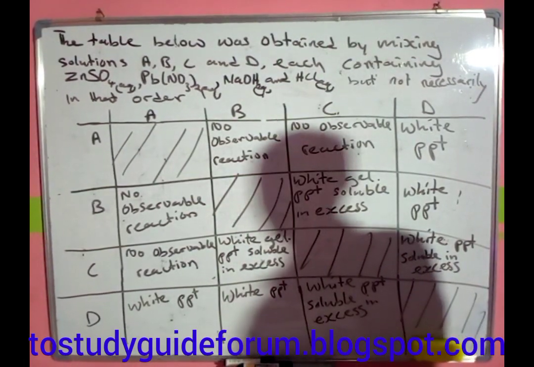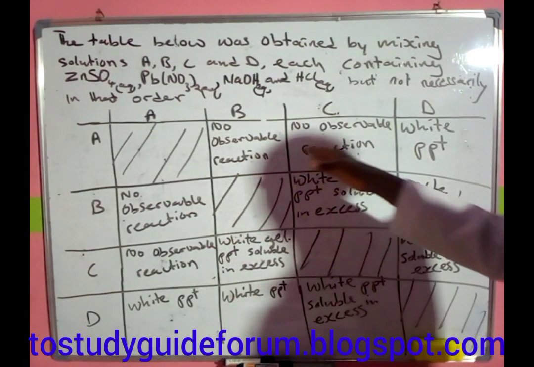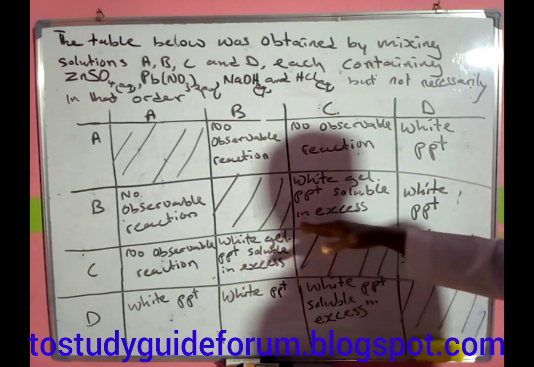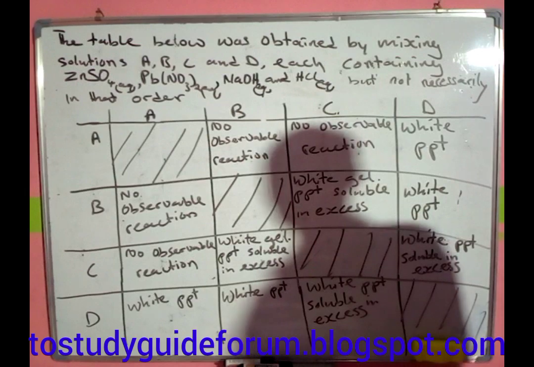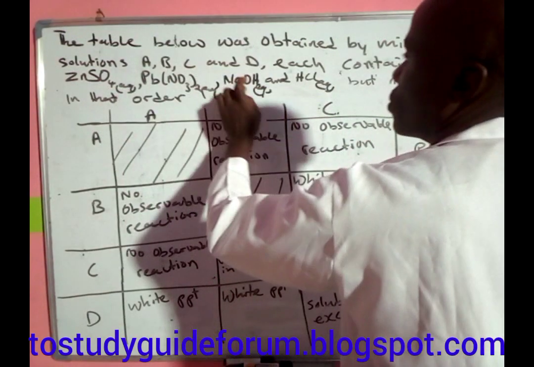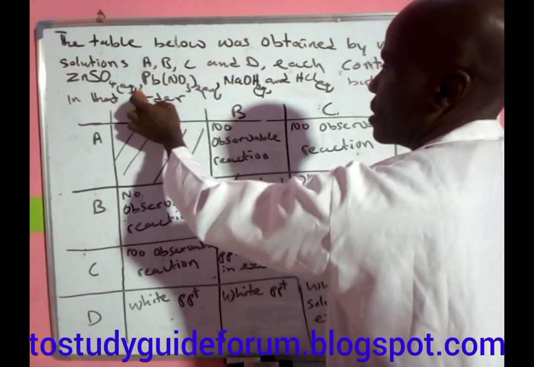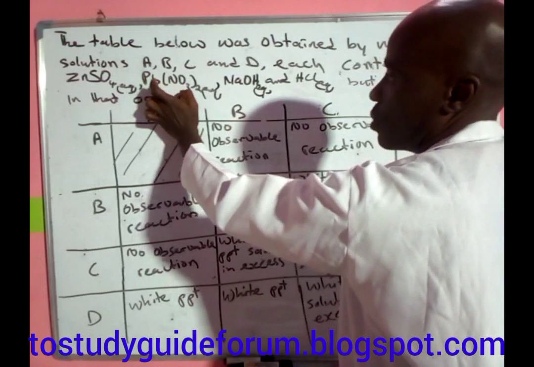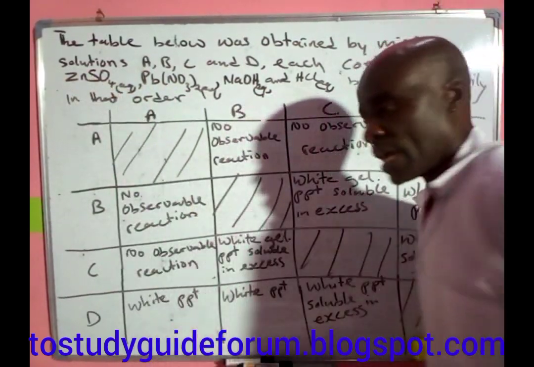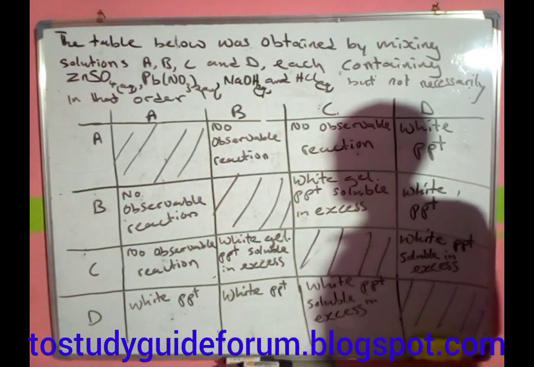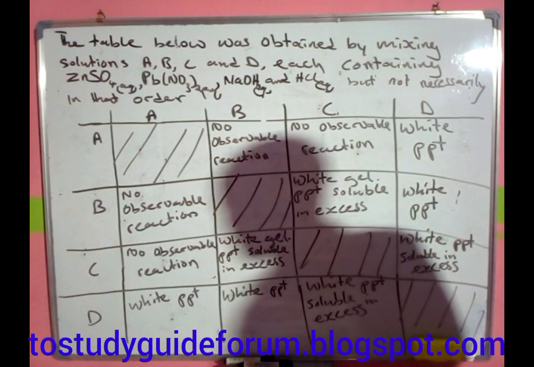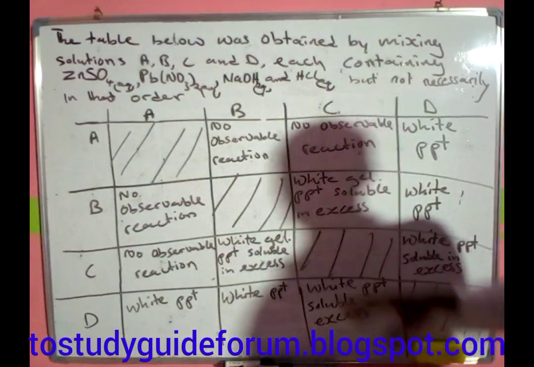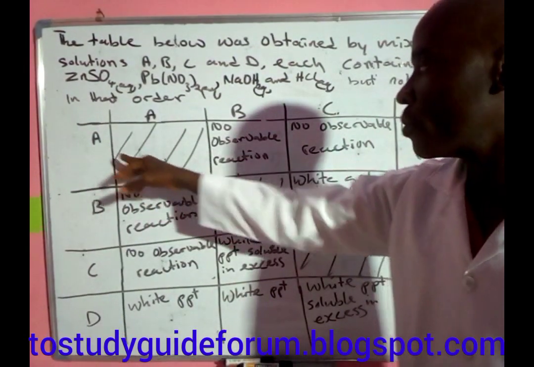To identify A, B, C, D, we look at the observations, what we have from all the information here. Now you note something: sodium hydroxide has a unique effect with lead and zinc oxide. It has a unique effect with them because they are amphoteric oxides.